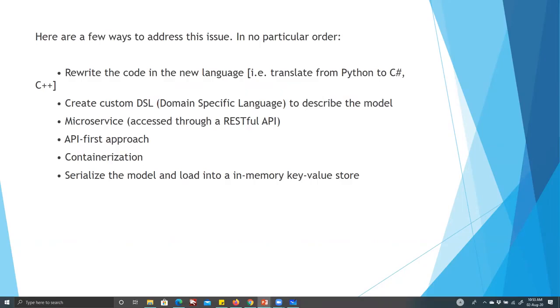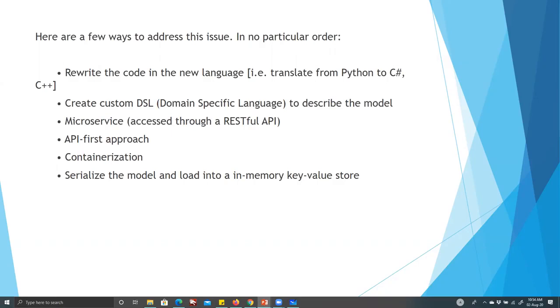So first of all, of course, there is the obvious thing that maybe you can rewrite the code in a new language. But if I had that idea, why wouldn't I start already in C++ or C Sharp, right? Why would I even bother with Python? You can also create a domain specific language to describe the model, although even that is very tricky. Not everyone has the correct team to even create a new DSL.